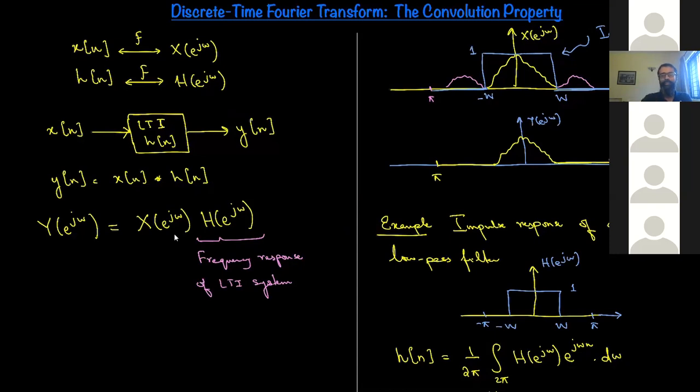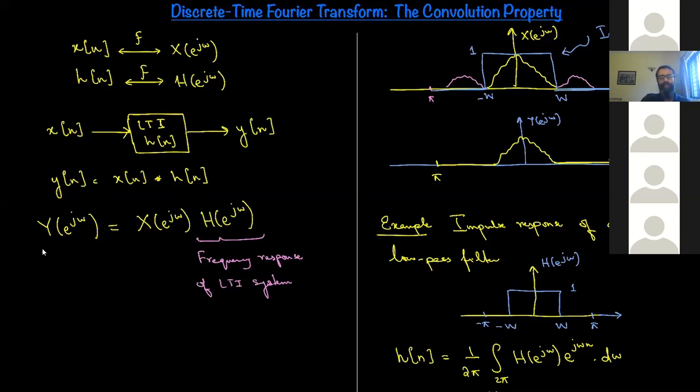And just like in the continuous time Fourier transform case, the same ideas extend to the discrete time case as well. What that means is that x of n is a discrete time signal which I put into an LTI system, and the LTI system's impulse response is h of n, and the output I get is y of n. The Fourier transform of y of n is going to be equal to the Fourier transform of the input times the Fourier transform of the impulse response of the LTI system. And the Fourier transform of the impulse response of the LTI system is called the frequency response of the LTI system.